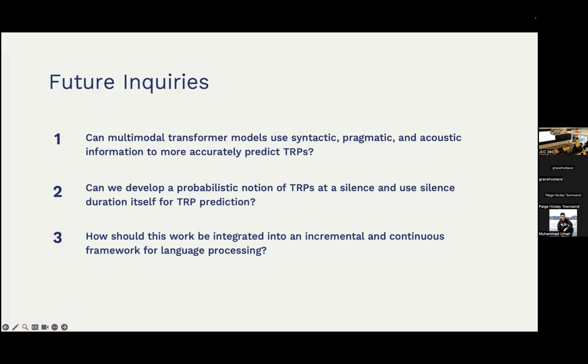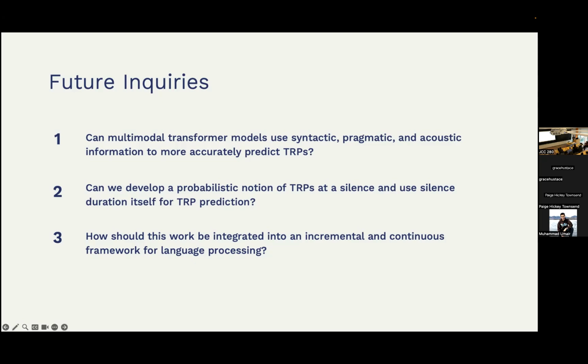We also have access to acoustic information that we can use for predicting upcoming TRPs. And there's a lot of debate in the literature about which one of these is more valuable. So we can use transformers as a way to analyze that and see what is actually being used by the model to identify upcoming TRPs.